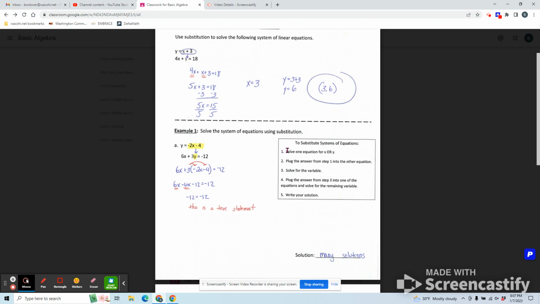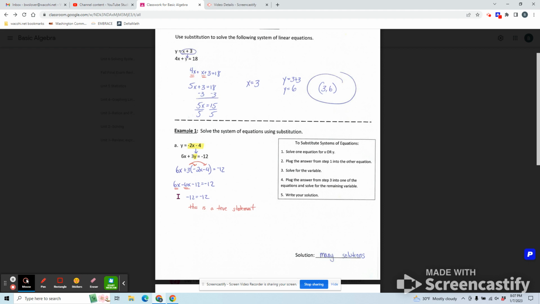So step 1, we're solving one equation for x or y. So y is all by itself. We substitute in negative 2x minus 4. Don't forget that negative. Substitute that in when we see a y. We get 6x plus 3 times this quantity, and then equals negative 12. We're going to distribute that 3. We end up with 6x minus 12 equals negative 12. So when I collect like terms, I get negative 12 equals negative 12.